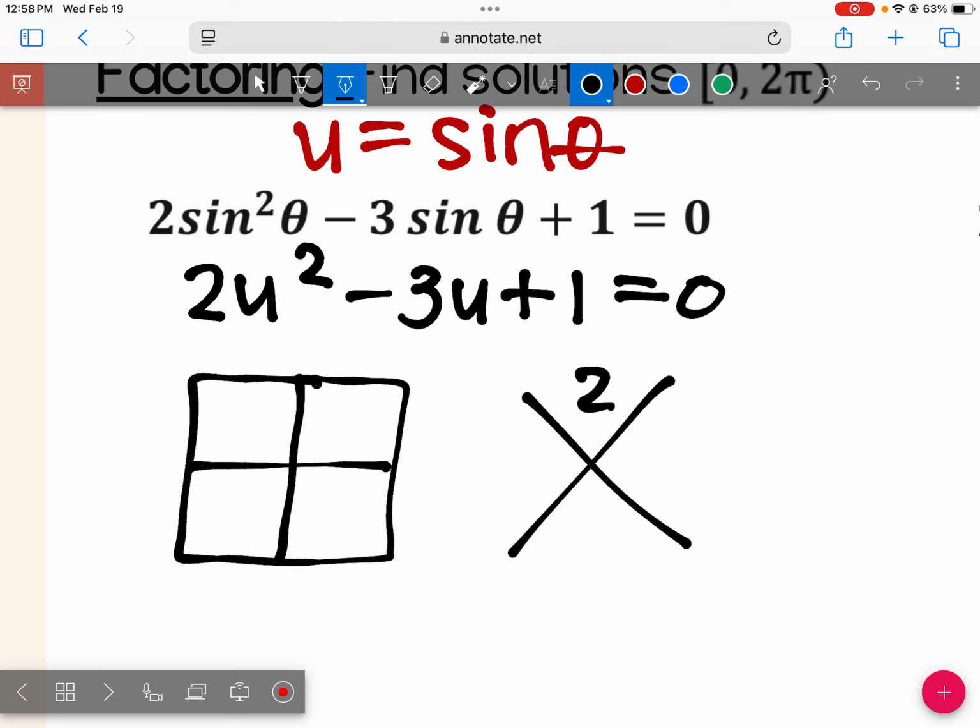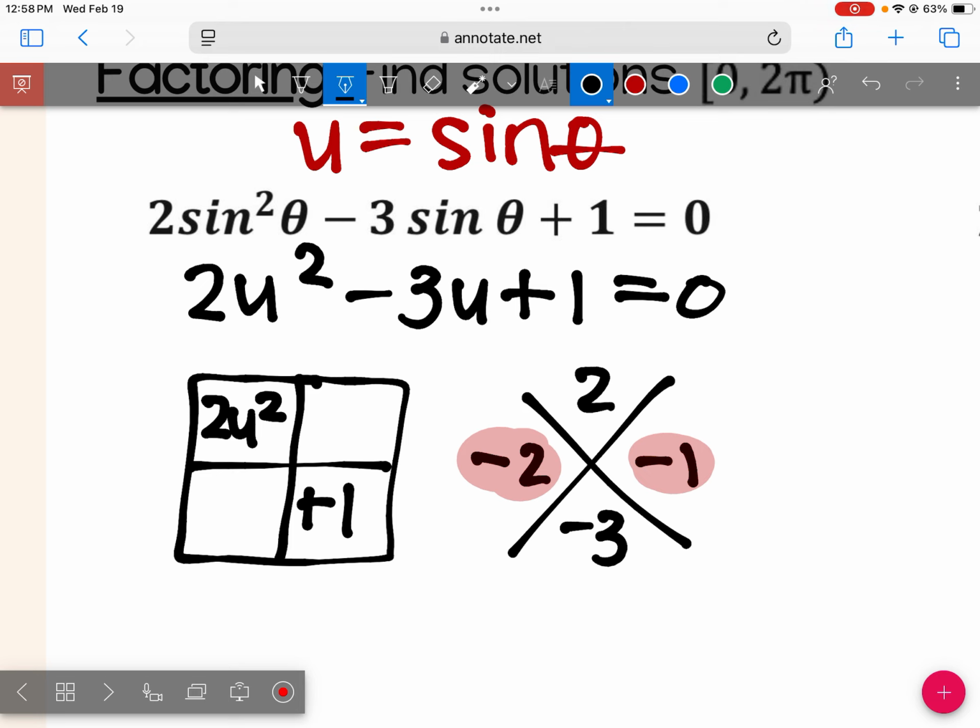We need a number that multiplies to 2 and adds to -3. What 2 numbers multiply to 2 and add to -3? -2 and -1. So now this is the only thing we pull out of this x. That's all we need. We keep our 2u squared intact. We keep our plus 1 intact. And then we put a minus 2u and a minus 1u.